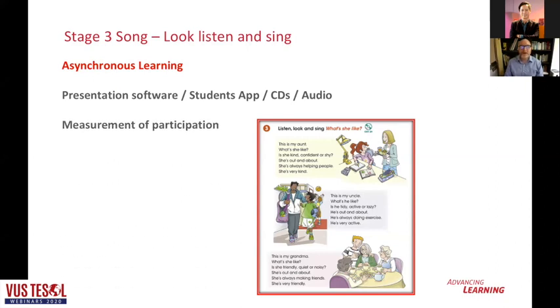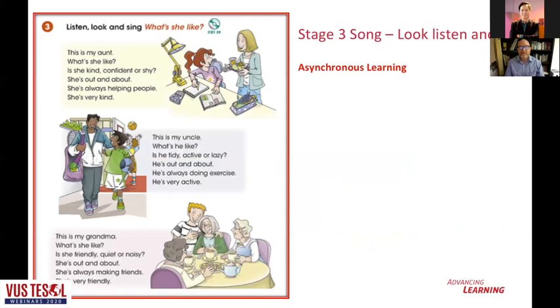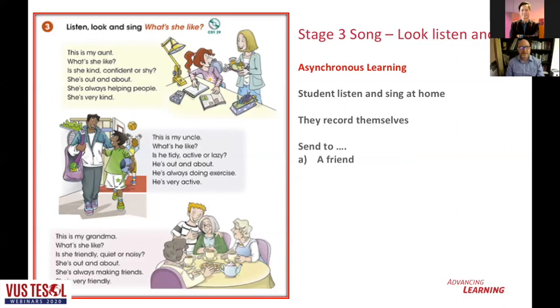How can we be sure that when we give a task to a student asynchronously, that they actually do the task? So here's an example. The students will listen and sing at home, and they will get their mum or dad to listen and sing with them. They can record themselves, and then they can either send it to a friend, the class, or the teacher.